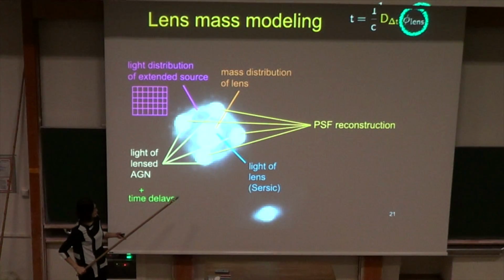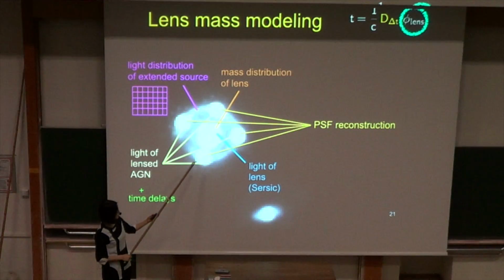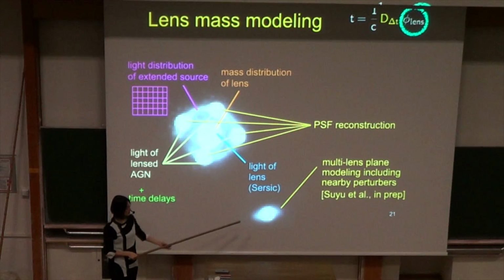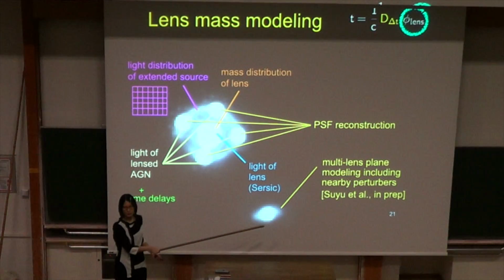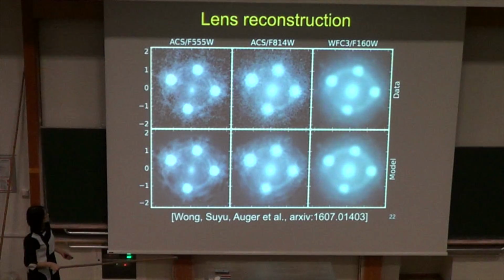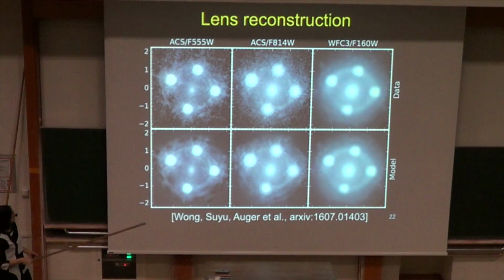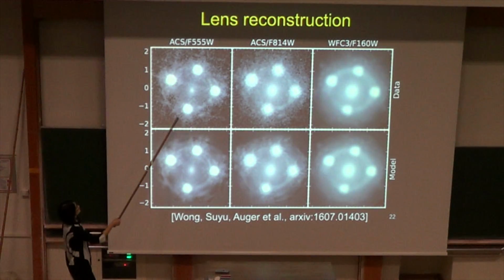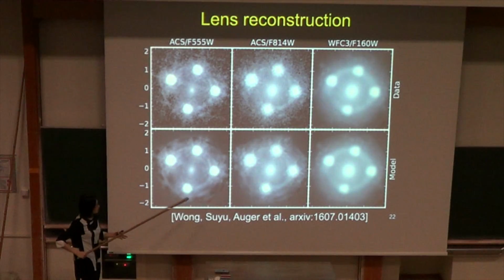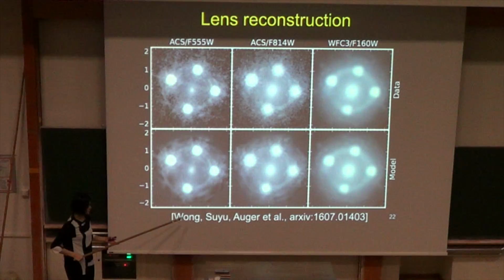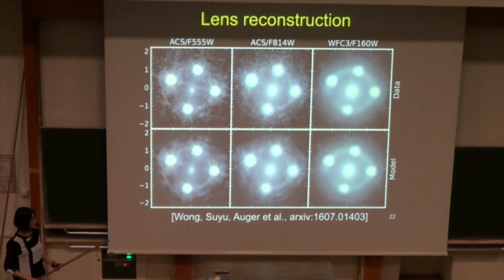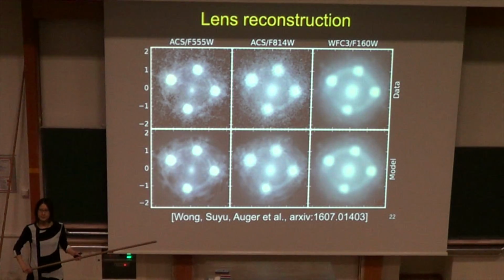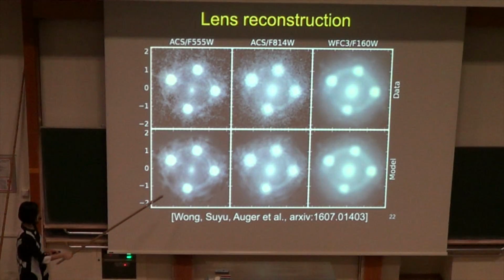And recently, we have developed a new method to reconstruct the point spread function from the data directly, and also to include multi-lens plane modeling because there are nearby perturbers at different redshifts. If we do all of this, this is the reconstruction that we have obtained. The top panel shows the HST images of the system in 3 different filters, and the bottom panel shows our reconstruction. This model was done by Kenneth Wong at NAOJ in Japan. As you can see, we reproduced very well the global features of the system.